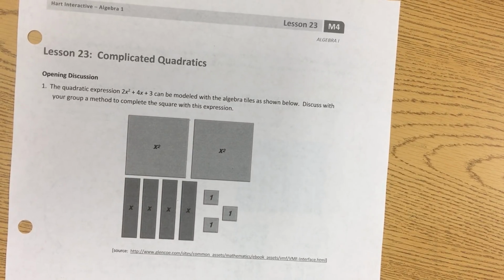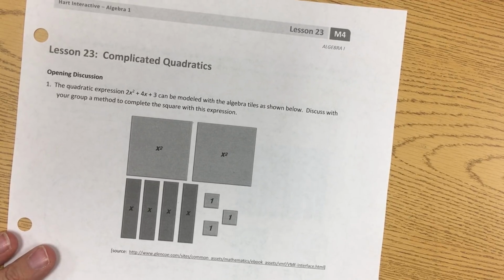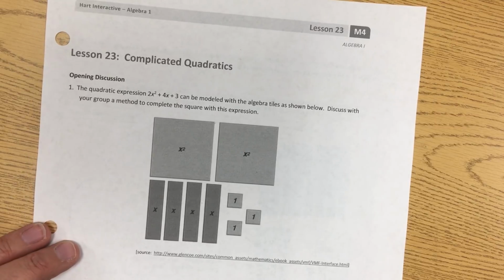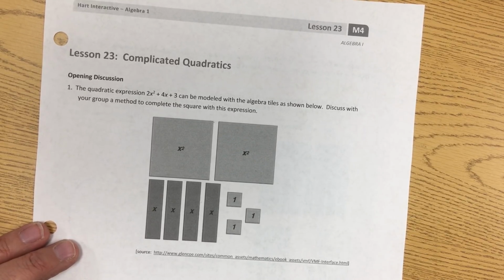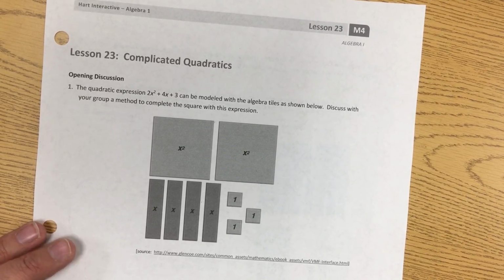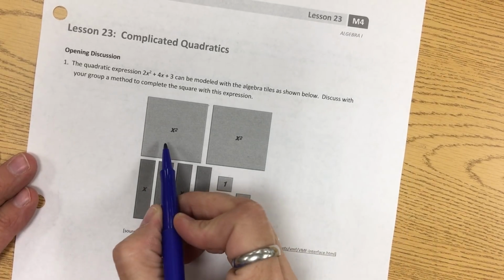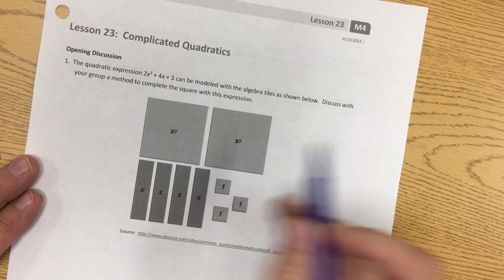Okay, so we're doing lesson 23. Hopefully you have read it and are discussing it in your group. If you have not, then pause right now. So hopefully you notice that instead of having one of the x squareds, we have two.